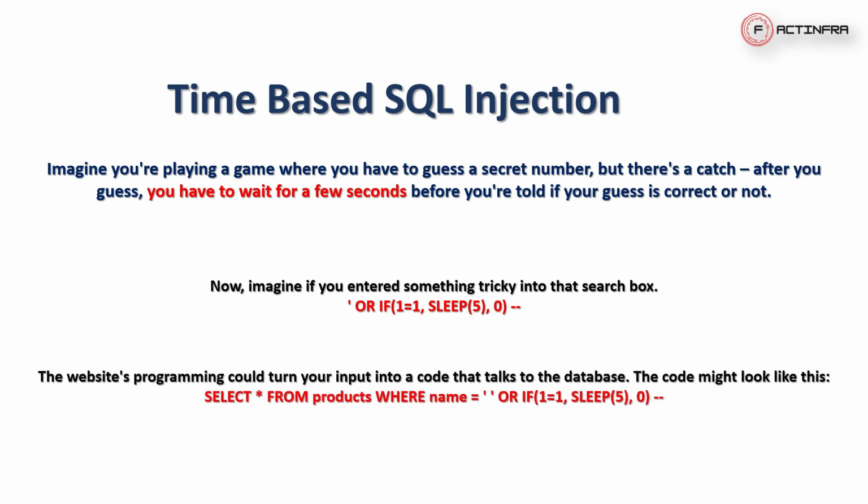Let's see the backend of this SQL query, how it is working. Select star from products where name equal to single quote or, and this is the backend code. Our input is injected into the database and actually works, and the web application goes into the 5 second sleep mode. So this is the scenario of time based SQL injection.